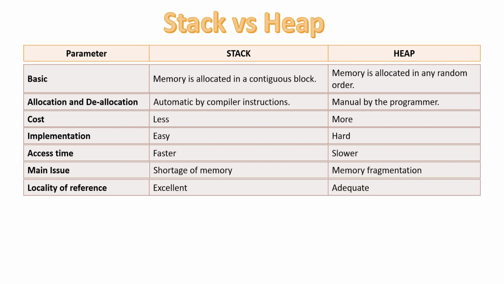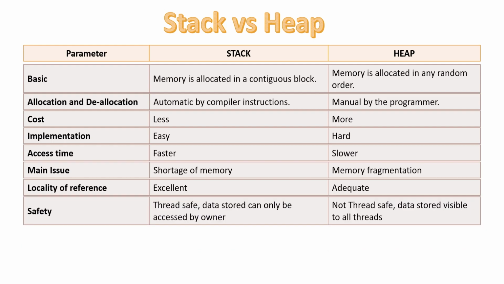The point of reference is very easy in the stack, where the element to be removed is always on the top, whereas in the heap it is inadequate, because we need to track the data element which has to be popped out. When it comes to thread safety, the stack provides more thread safety than the heap.